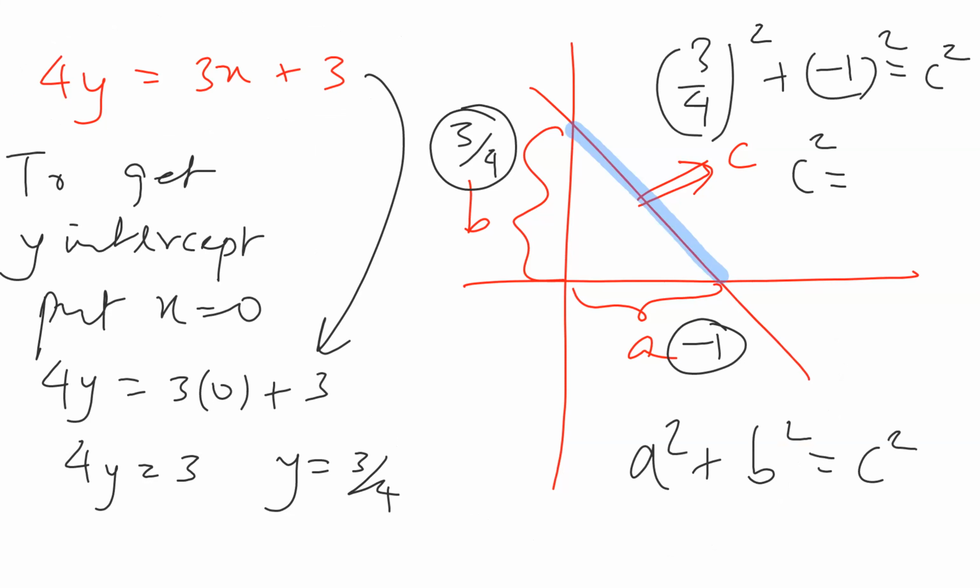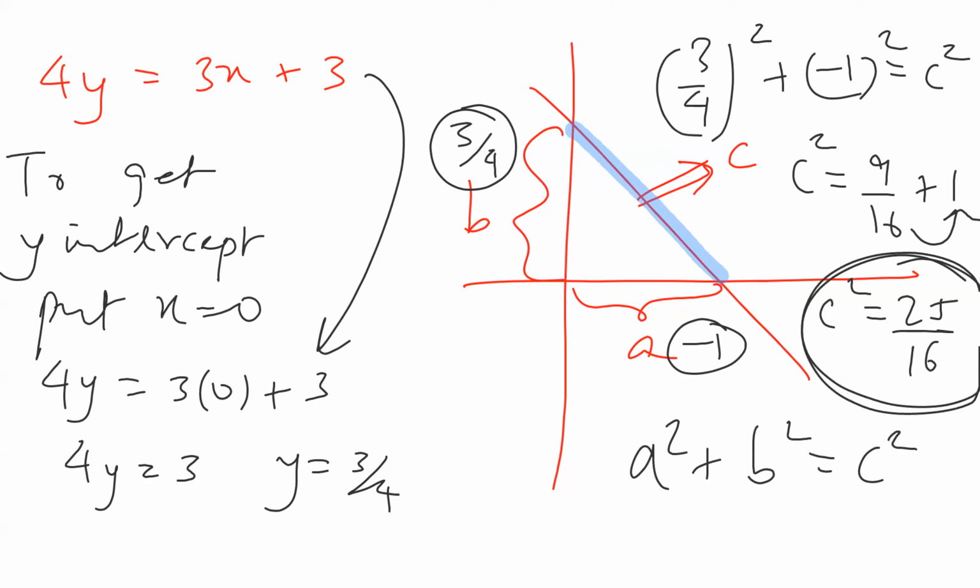So c square is equal to 9 by 16 plus 1. c square is equal to 16 into 1, 16, plus 9, that is 25 by 16. So c will be 5 by 4 by taking square roots. And c is a length, so length cannot be negative. So c is 5 by 4.